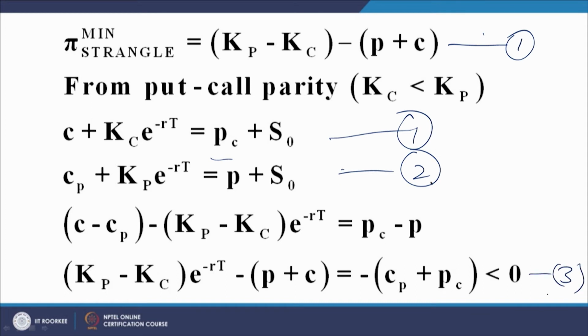Equation number 3 shows that Kp minus Kc e to the power minus Rt, minus P plus C, is less than 0. If we ignore the time value of money, that is, take R equal to 0, then Kp minus Kc minus P plus C would be less than 0. This is an important part of the strangle configuration, where Kc is less than Kp, that is, Kp is greater than Kc.